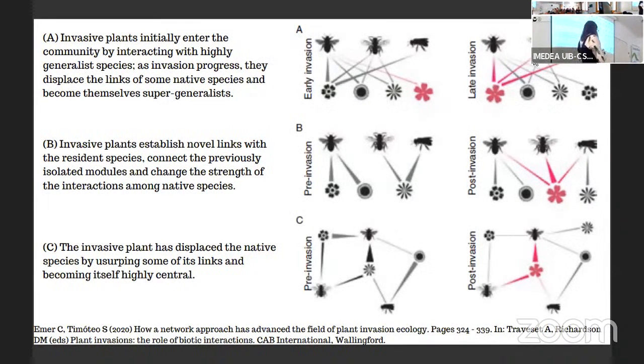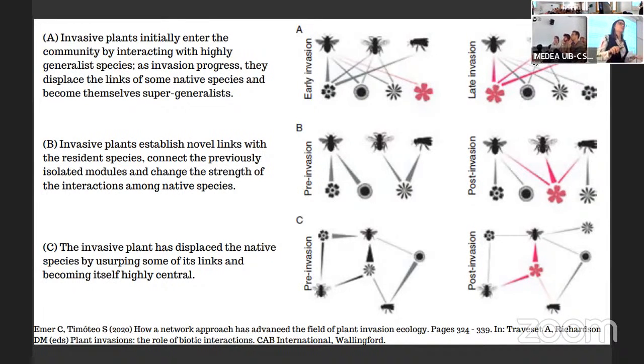And the last example: in the pre-invasion situation, this native plant species is highly central in the community. In the post-invasion situation, the invasive plant has displaced the native species by usurping some of its links and becoming highly central itself. So the non-native invasive plant will be in this position, and this plant that was before the highly central node is now here in a peripheral position in the community.